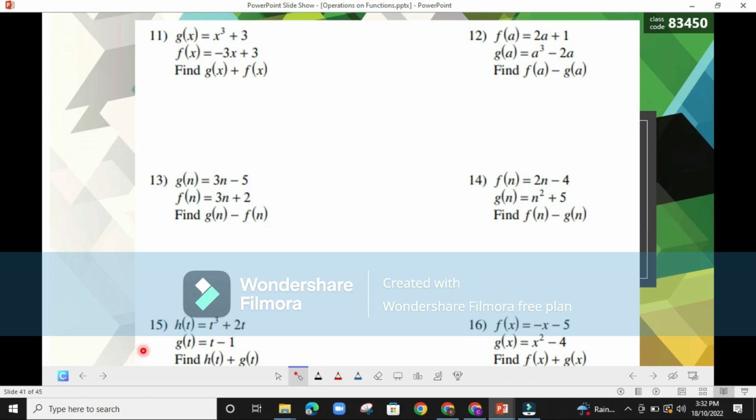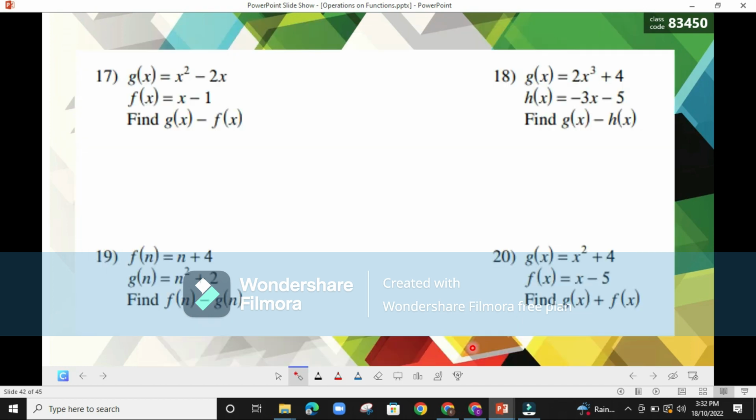Number 15, h of t is equal to t cubed plus 2t. g of t is equal to t minus 1. Find h of t plus g of t. Number 16, f of x is equal to negative x minus 5. g of x is equal to x squared plus 4. Find f of x plus g of x.